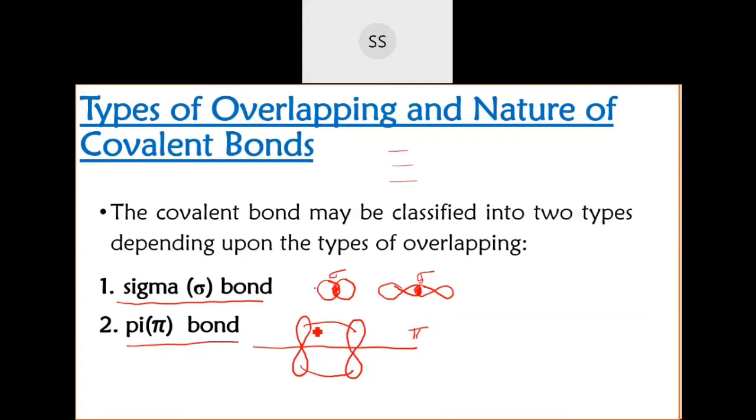Students think that here one is here and one is another one, it will give two pi bonds. No, it is one orbital. When one orbital and another orbital combine together, it leads to one pi bond. If the overlapping happens like this, you can keep your hand straight, perpendicular, and if the fusion happens, that will be a pi bond. But if you take them on the x-axis, that will be called a sigma bond. So these are the two types.